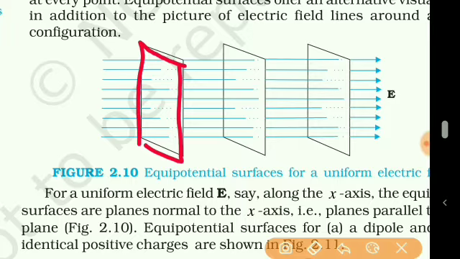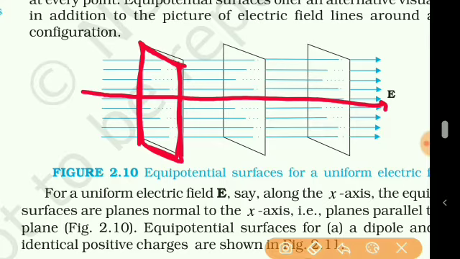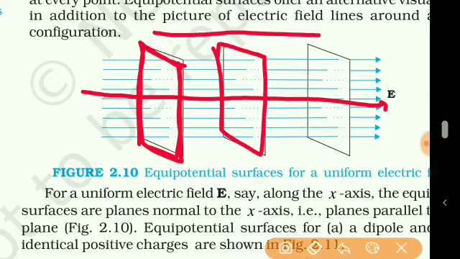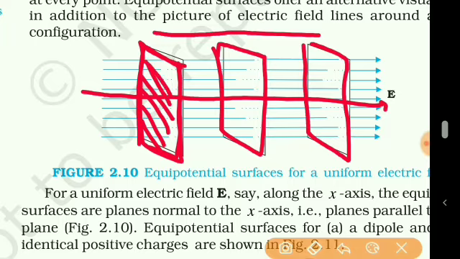Once again, in the direction of the electric field, the potential of this surface will be more, but the potential of this surface will be less. Still, if we move in the direction of the electric field, and if we take the upcoming surfaces, then the potential for those surfaces will go on decreasing. But on the same surface at any point, the potential is the same.